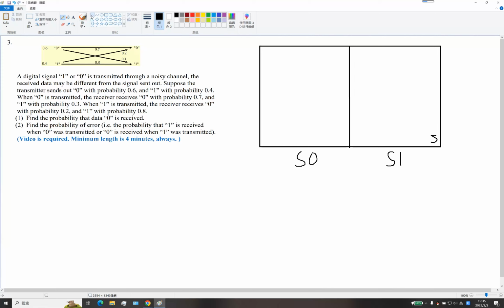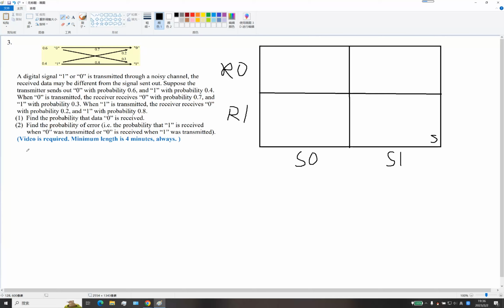So we can draw a line like this, and the upper one is receive 0 and the bottom is receive 1. So there are only 4 different events: send 0 receive 0, send 0 receive 1, send 1 receive 0, and send 1 receive 1. According to this graph, we can get some solutions.